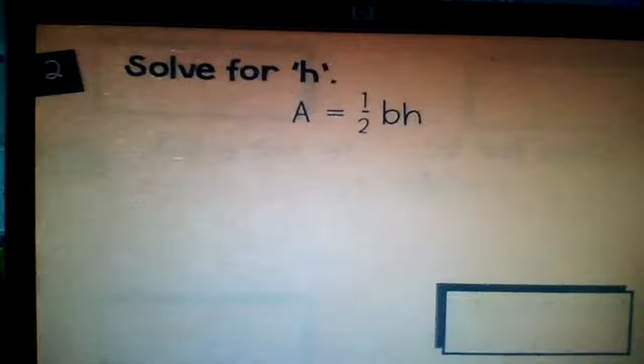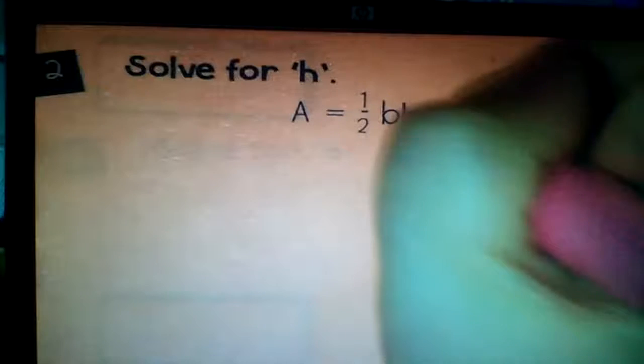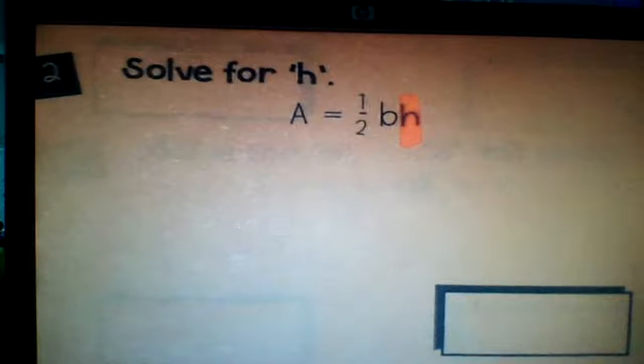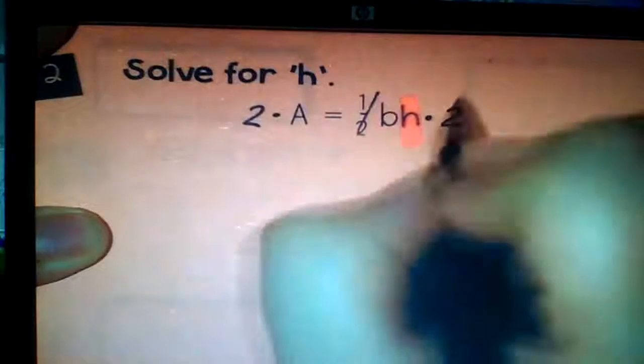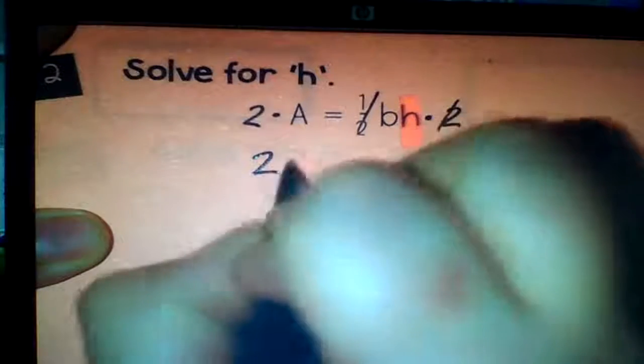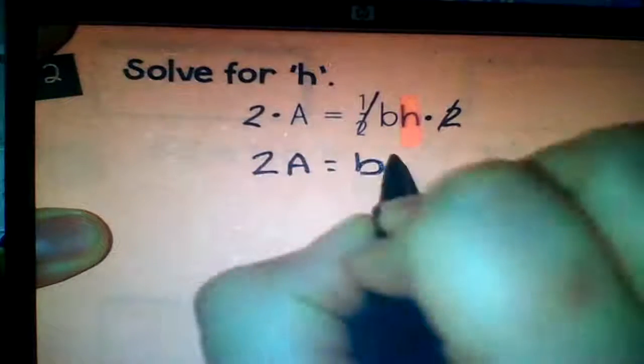I want to solve this one for H. So my job is to get H by itself. But there's a B, and what else is there? A half. Okay? So I need to somehow get rid of the half, and I need to somehow get rid of that B. So let's get rid of the half first. How do I get rid of halving something? Multiply by what? 2. So the first thing I need to do is multiply both sides by 2. So when I do that, 1/2 disappears. So 2A equals BH.